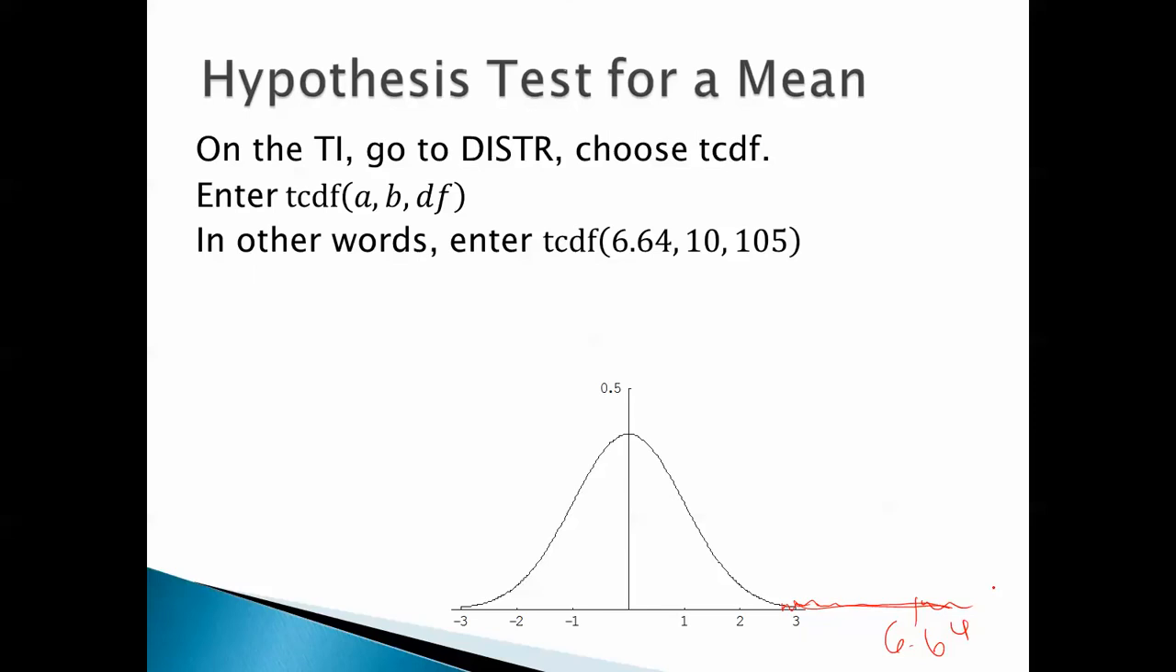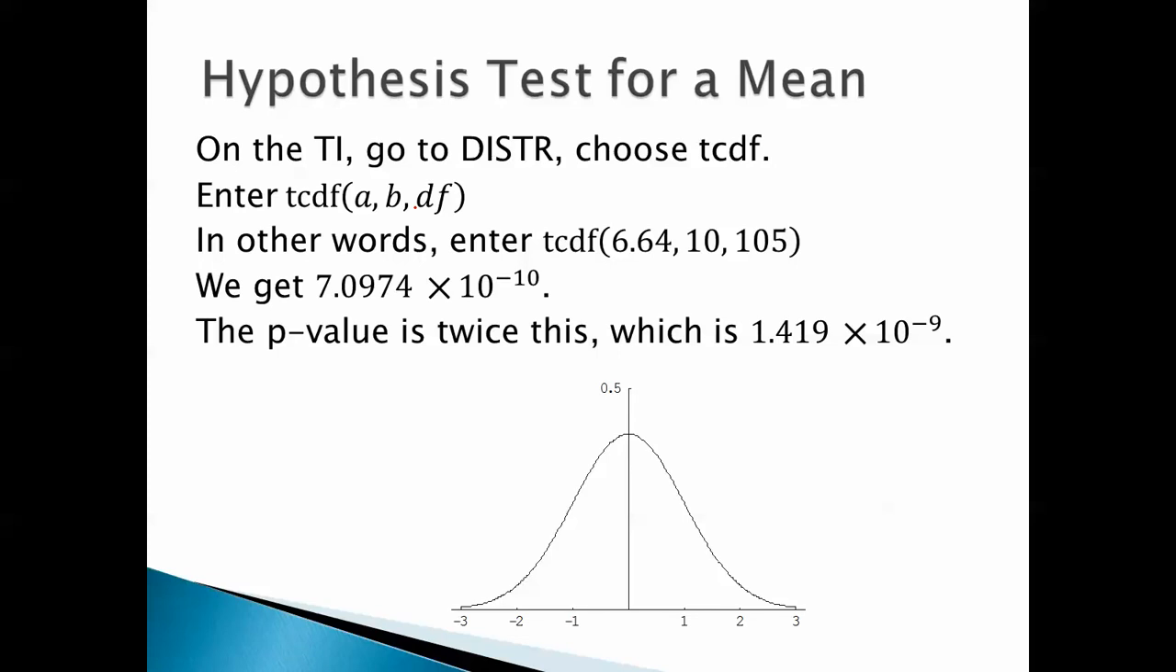On the TI, go to DISTR and choose tcdf. And you would enter tcdf(a, b, df). This is the left endpoint. This is the right endpoint. This is the degrees of freedom. So in other words, we would enter tcdf(6.64, 10^10, 105). That 10 to the tenth is the equivalent of infinity. I mean, it's close enough to infinity, right? And df is degrees of freedom, that's 105. Okay, we get 7.0974 times 10 to the negative 10th.